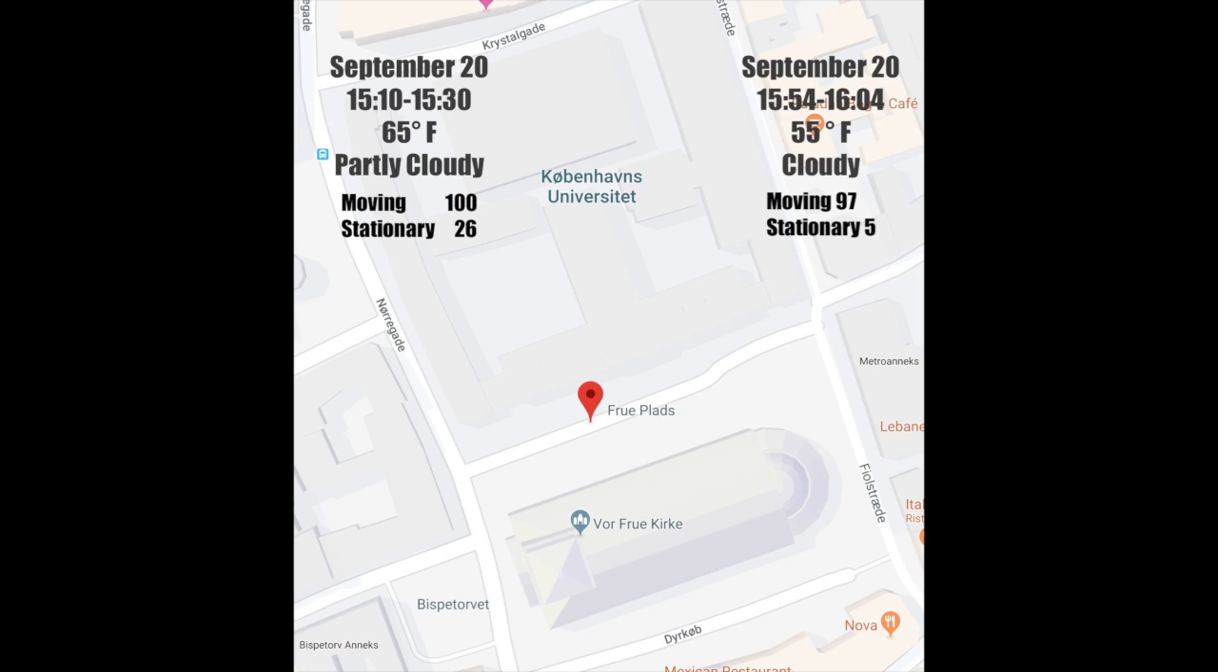I repeated this count a little later in the day after it got colder and cloudier. Since it was close to 4 p.m., there were significantly more people using the square. The moving count doubled over a 20-minute period, while the stationary count decreased. While traffic through the plaza increased, the number of stationary people decreased because of the weather declining and the lack of protection from the elements.